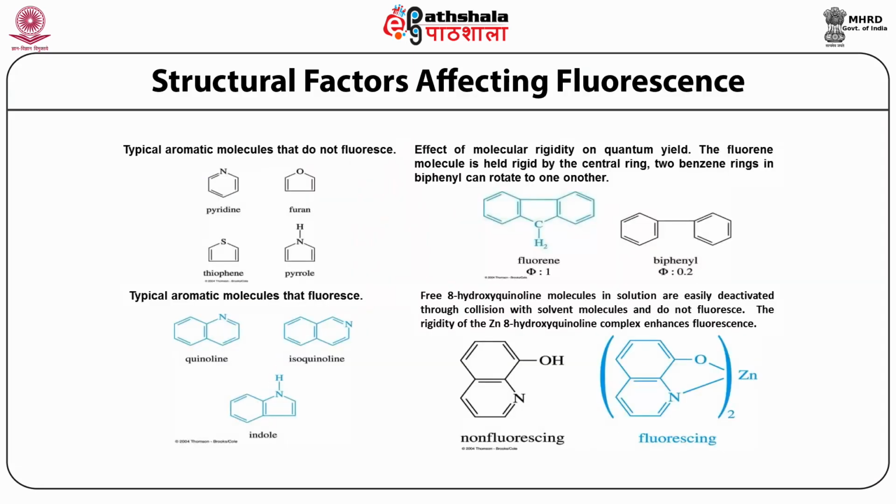As factors that affect the fluorescent properties of a molecule, you can see that typical aromatic compounds like pyridine, furan, thiophene and pyrrole don't have fluorescence properties. However, the other aromatic compounds that fluoresce are quinoline, isoquinoline and indole.